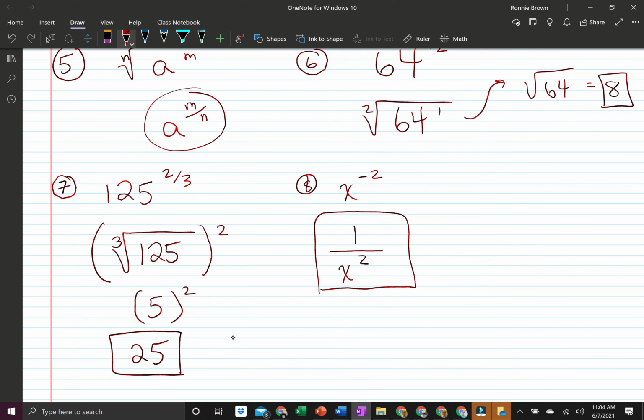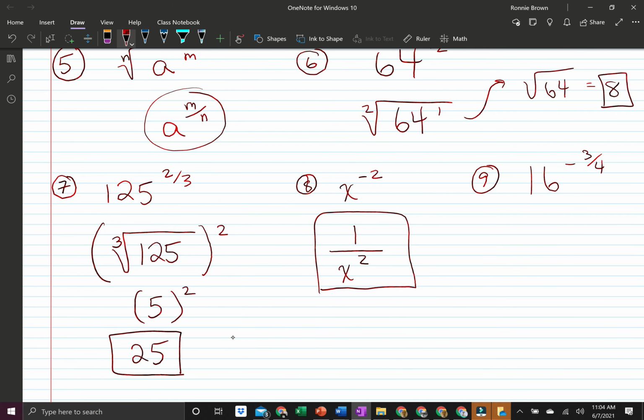Alright, let's try this one here, 16 to the negative 3/4 power. So it looks like here we're combining things, right? Number 8 where we have a negative exponent, and all the things we just did as far as rational exponents turning into radicals, right? So we have a negative exponent. Let's take care of that first.